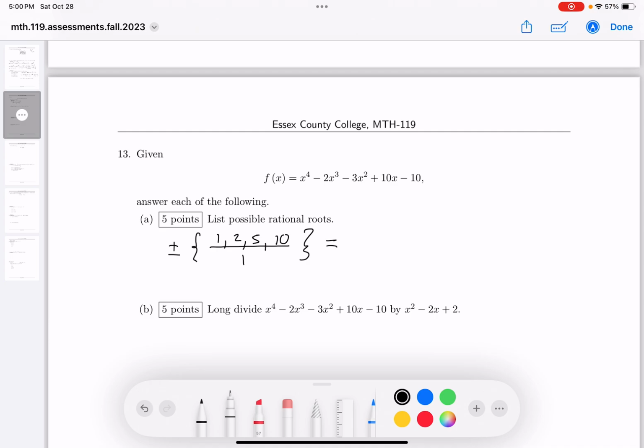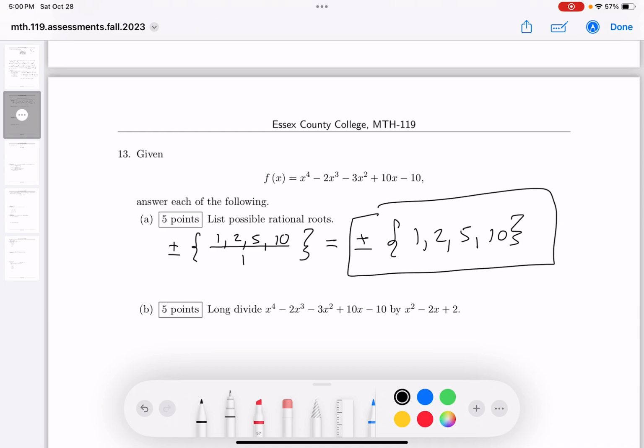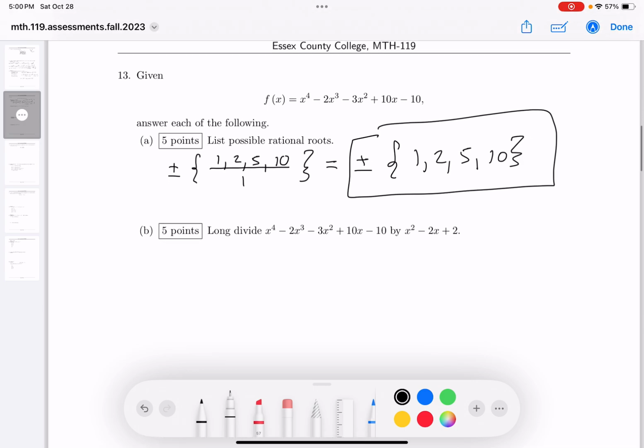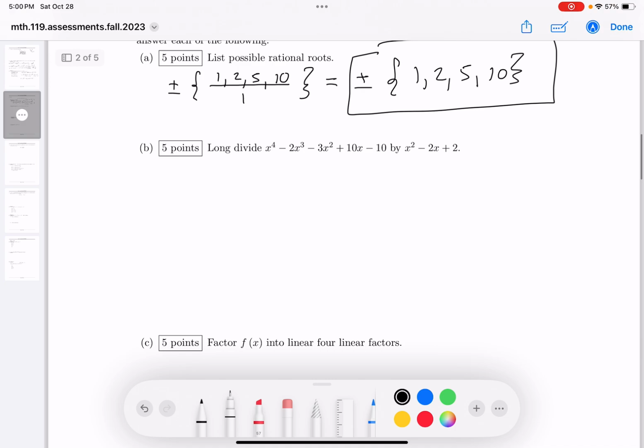What does this give you? It gives you a very simple set of numbers. So it gives you 1, 2, 5, and 10. All right? So this is the answer for this one. You're listing the potential or possible rational roots. It doesn't mean they are the roots, just that they're possible. Let's do the next one.